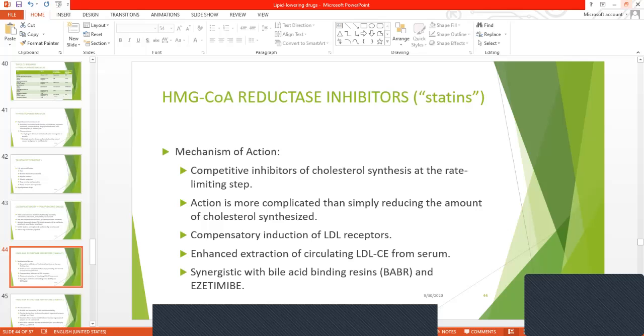So these analogs cause partial inhibition of the enzyme and thus may impair the synthesis of isoprenoids such as ubiquinone and dolichol and the prenylation of proteins. However, reductase inhibitors clearly induce an increase in the high affinity LDL receptors.